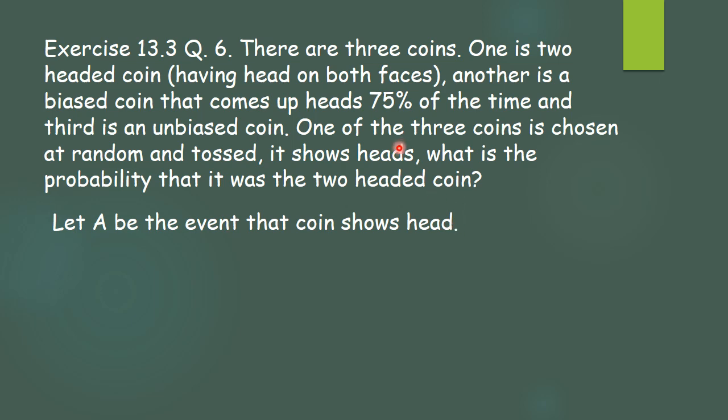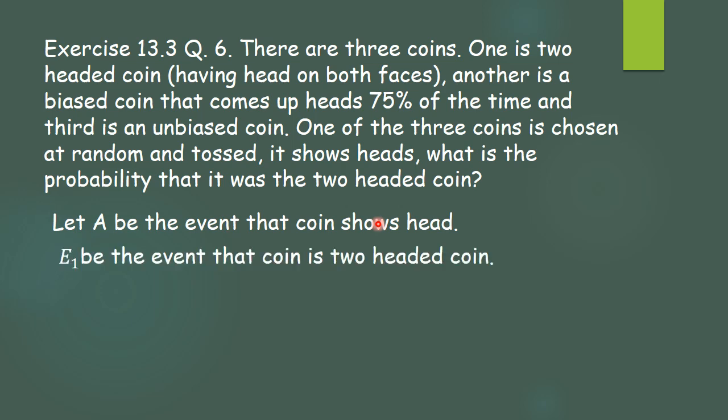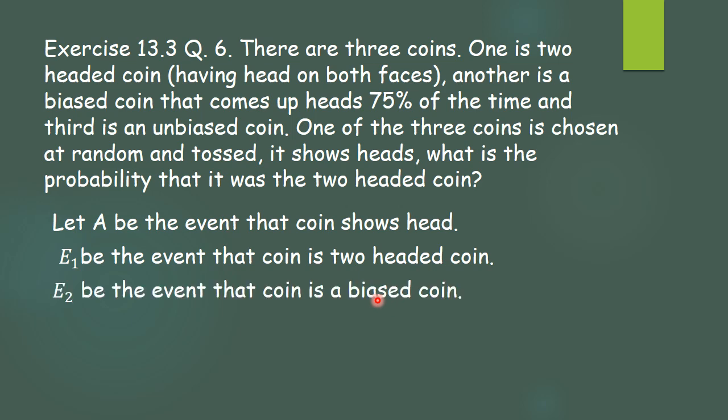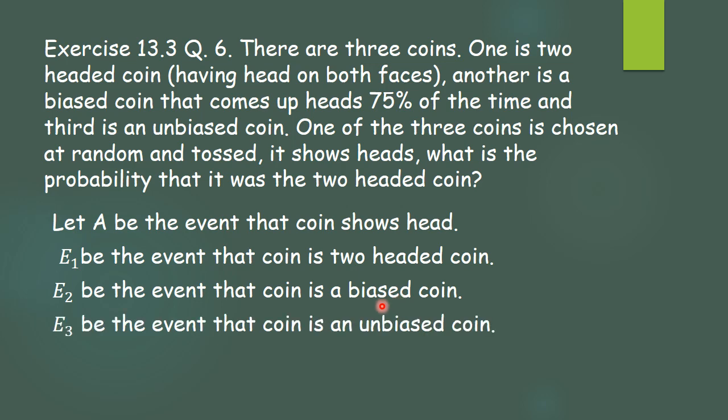Now there are 3 coins, so we can select any one of the coins. Because of that we get 3 events, E1, E2 and E3. Now we will define them one by one. E1 is the event that the coin is two-headed. E2 is the event that the coin is a biased coin. And E3 is the event that the coin is an unbiased coin.